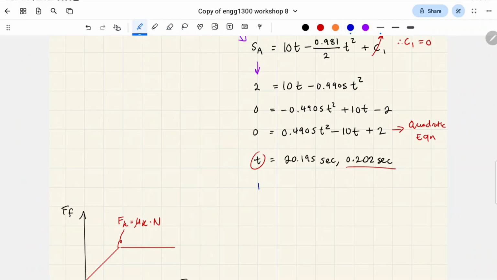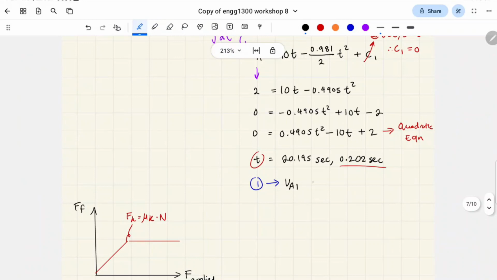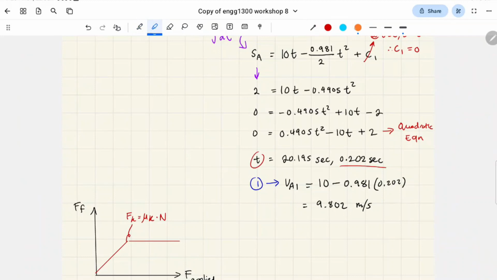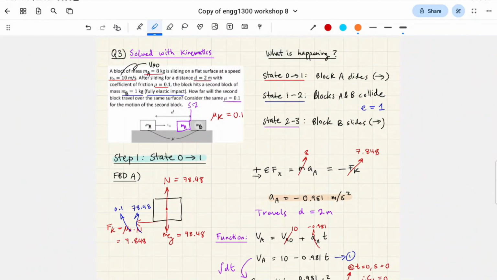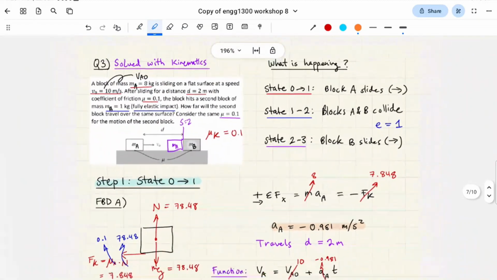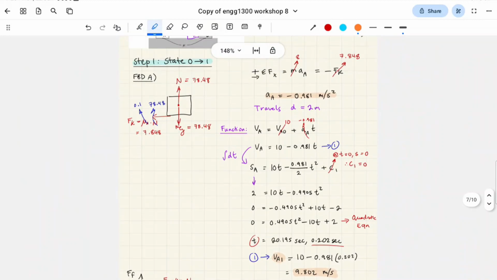Next, we're going to use equation 1 again. Equation 1 was here. We're solving for VA1 specifically, and all we're doing is plugging in the time that we solved for. This is the velocity of object A just before it contacts object B. Our number makes sense because it started at 10 meters per second and has gone down a little to 9.802 due to friction. That seems pretty reasonable to me.